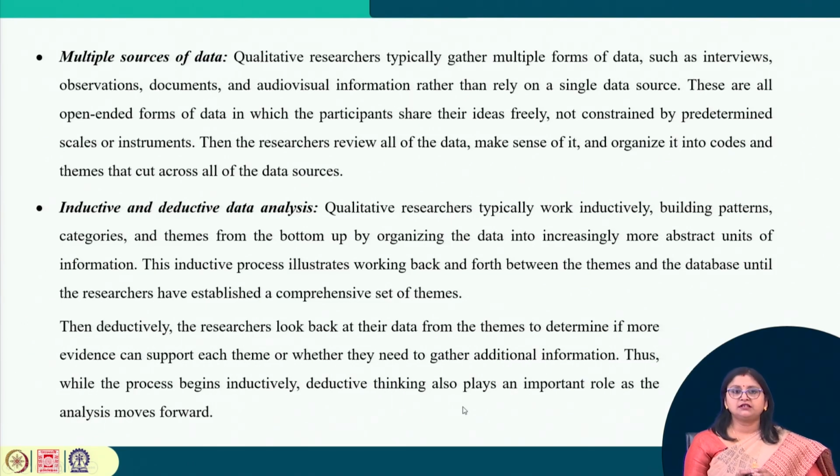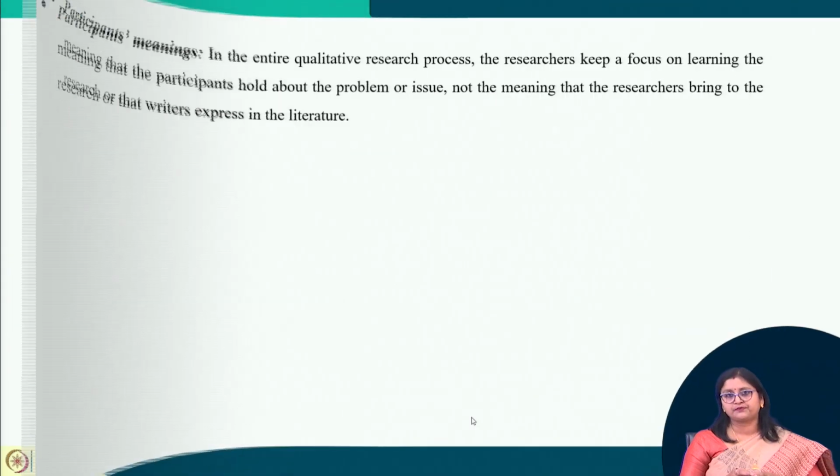Then deductively, the researchers look back at their data from the themes to determine whether any evidence can support each theme or whether they need to gather additional information. So, while the process begins inductively, deductive thinking also plays an important role as analysis moves forward.